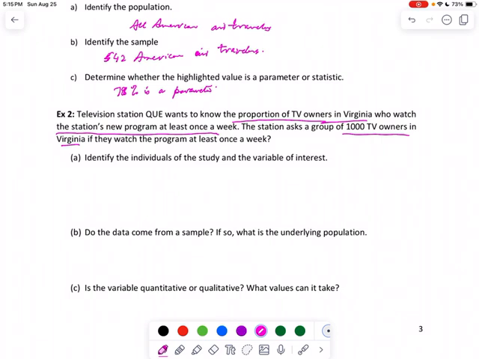Okay. So the individuals of the study are the 1,000 TV owners in Virginia, or you can say 1,000 TV owners surveyed. Okay, my pencil is behaving strangely. Okay, so 1,000 TV owners in Virginia.